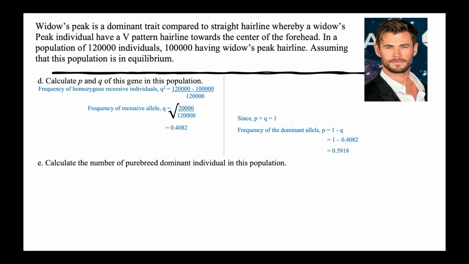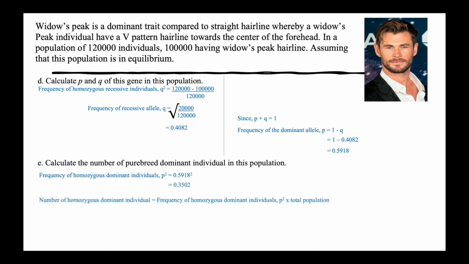To do this, first find the frequency of homozygous dominant individuals, p squared, simply by square rooting 0.5918, giving us the value of 0.3502. To find the number of homozygous dominant individuals, we simply multiply the frequency of homozygous dominant individuals, p squared, by the total population. In this case, 0.3502 times 120,000, giving us the value of 42,024 individuals.